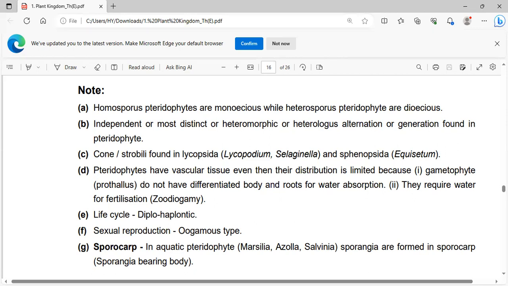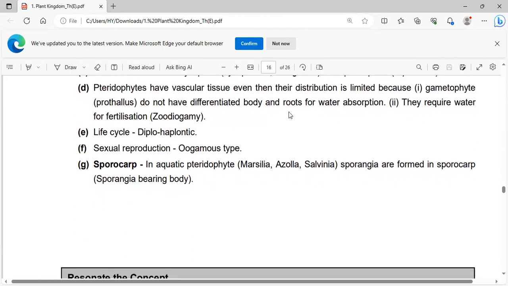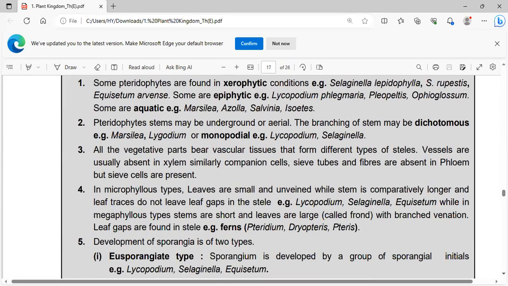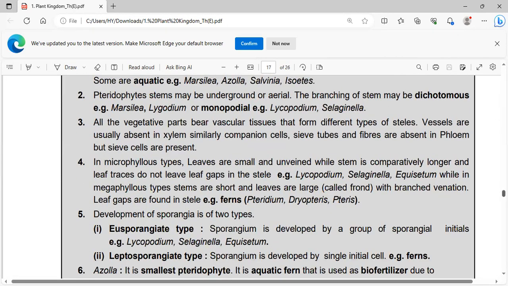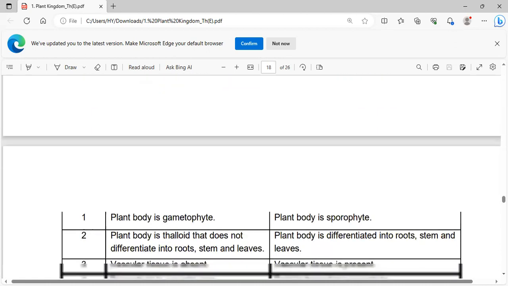Life cycle is diplohaplontic. Sexual reproduction is oogamous type. Sporocarp is formed in aquatic pteridophytes Marsilea, Azolla, Salvinia, a sporangia-bearing body. These are some important points about the pteridophytes.